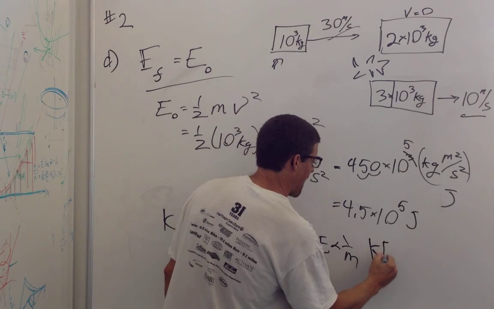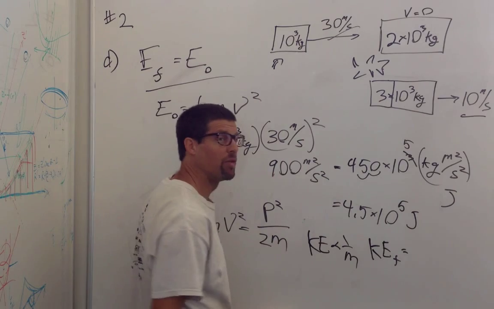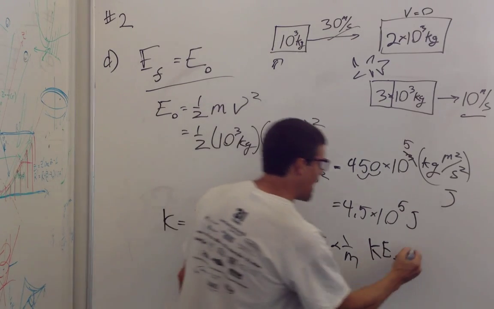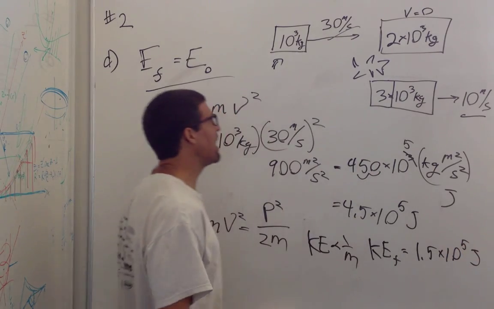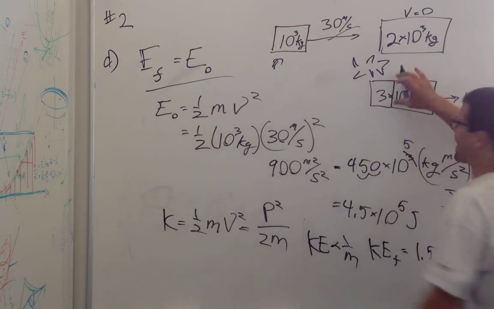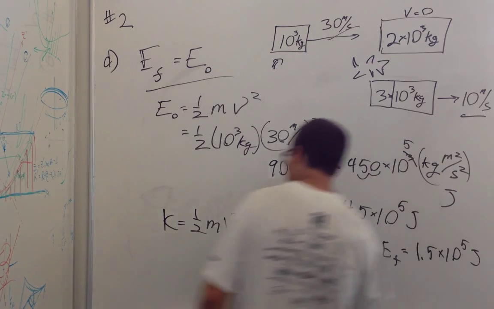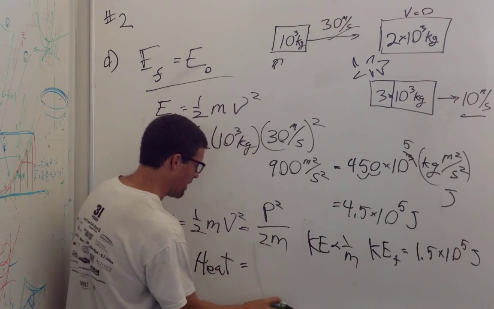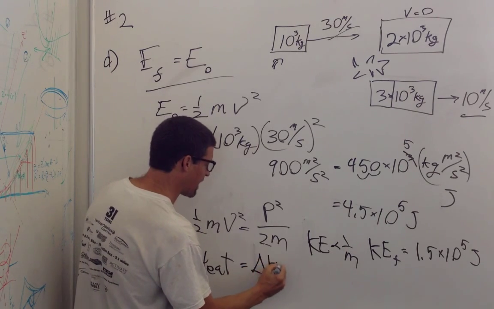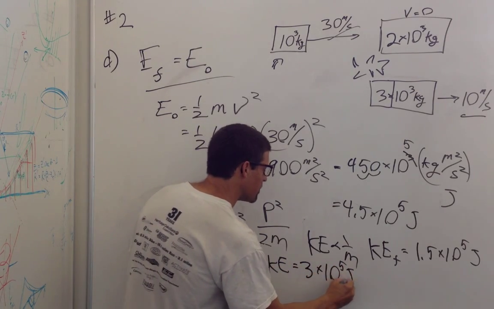So the kinetic energy final is going to be 1/3 of this because the mass of the moving body went up by a factor of 3, and that's 1.5 times 10 to the 5th joules. Where did the energy go? There was a whole bunch of work done on the metal, ultimately turns to heat. I mean, there's sound as well, but that's very small. And that's going to be heat given off, equal to the difference of kinetic energy, which is 3 times 10 to the 5th joules.